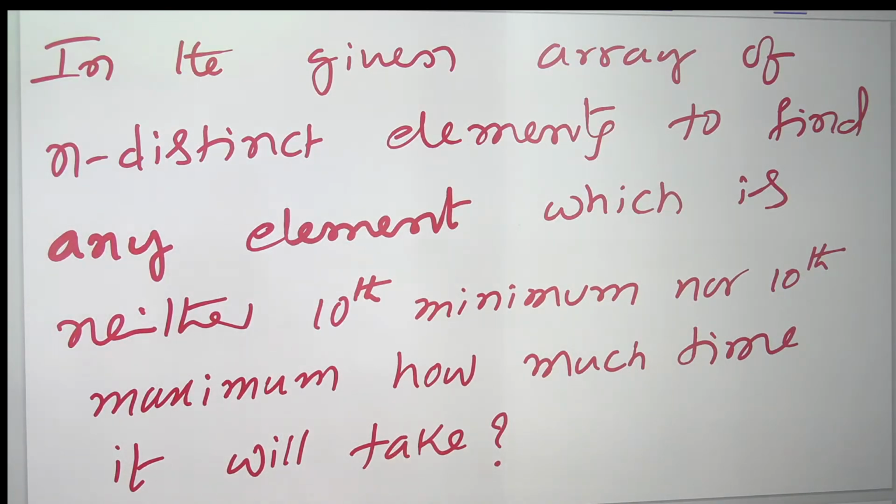Can you try this? Exactly like whatever you did previously. In the given array of n distinct elements, to find any element which is neither 10th minimum nor 10th maximum, how much time will it take?